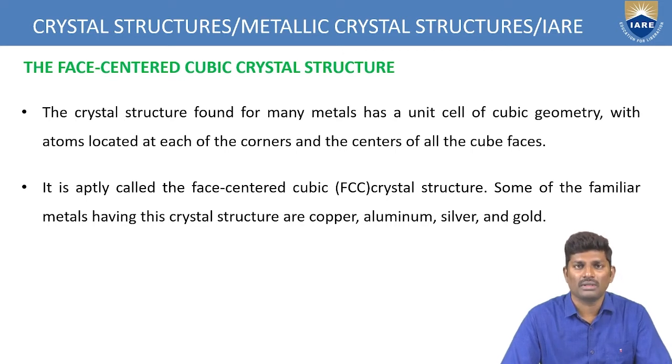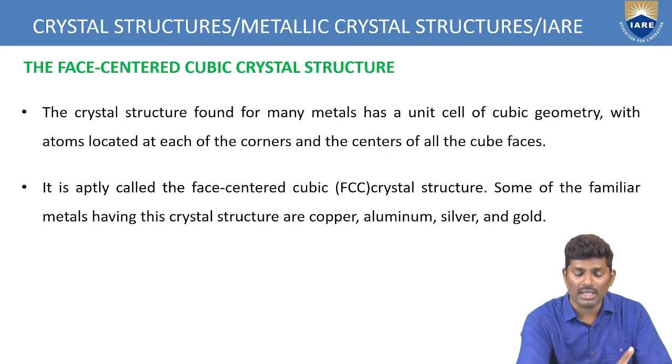The crystal structure found for many metals has a unit cell of cubic geometry. Most of the metals have a cubic unit cell geometry with atoms located at each corner and the center of all the cube faces. So in this category, most of the metals are cubic in nature. For this cube, at all the corners you have atoms, and these atoms are bonding at the center of all the faces. That's why it is called a face-centered cubic structure.